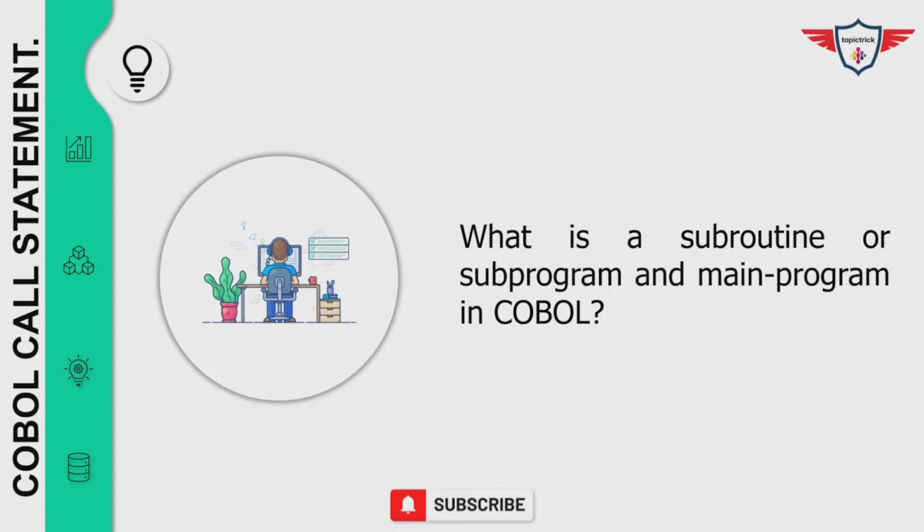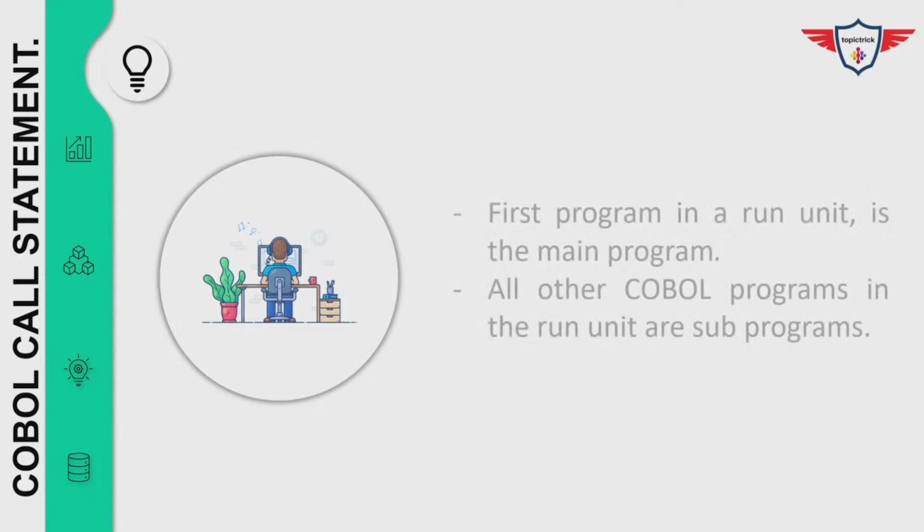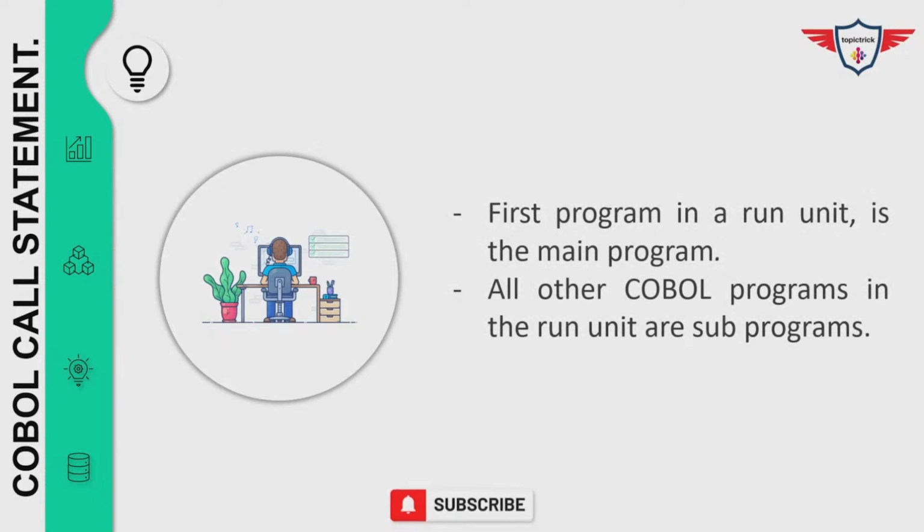Now let's talk about our next topic, that is the COBOL CALL statement. Let's try to understand what is a COBOL subprogram or subroutine and a COBOL main program. If a COBOL program is the first program in a run unit, that COBOL program is termed the main program. And all the other programs within that run unit are termed subprograms. However, there is no specific code through which you can identify whether this is a subprogram or a main program.